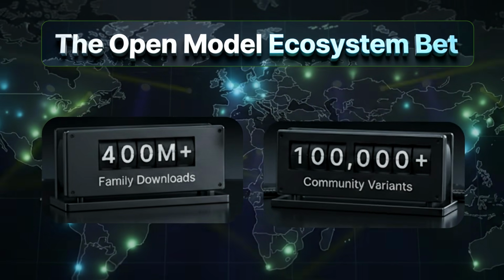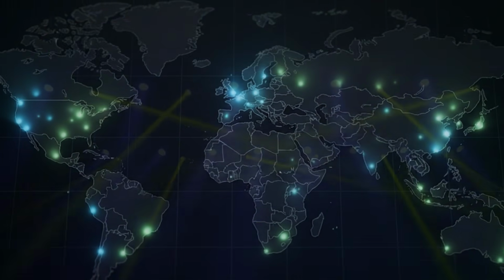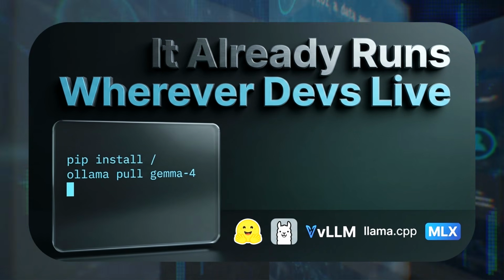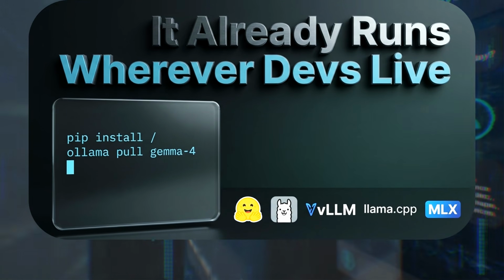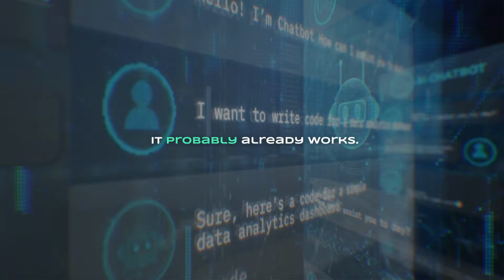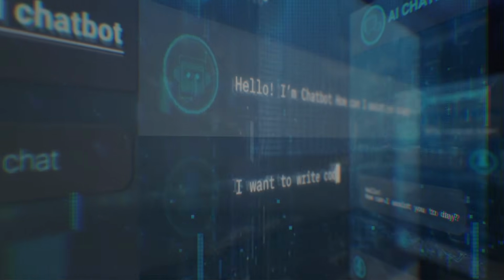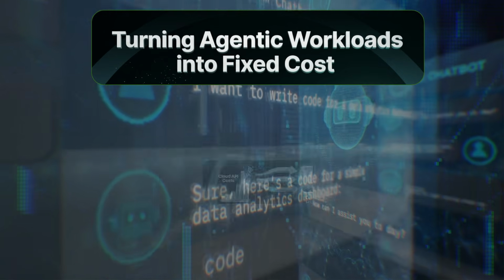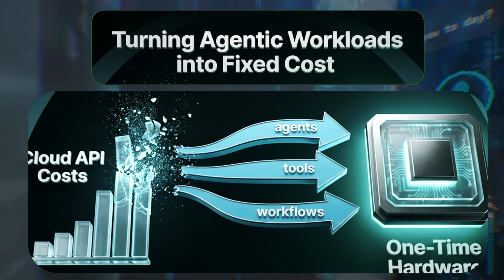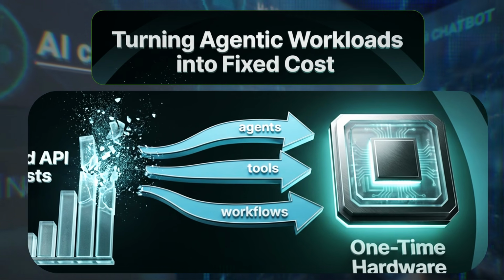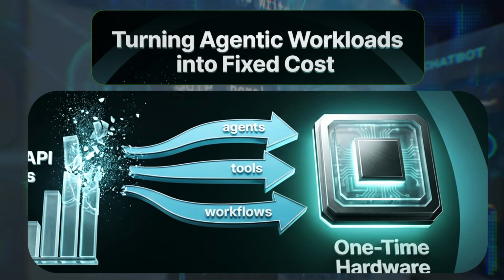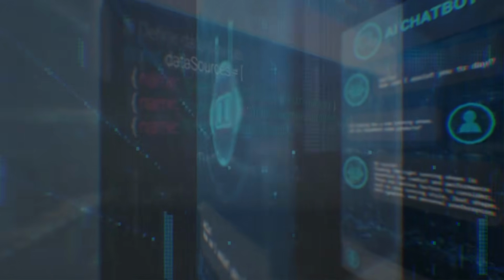Day 1 support for Gemma 4 landed simultaneously on Hugging Face, Ollama, vLLM, Llama.cpp, MLX, NVIDIA NIM, LM Studio, and Unsloth, which means if you have a preferred local inference setup, it probably already works. For developers, what Gemma 4 changes is the cost equation for agentic workflows. Running a multi-step reasoning agent on a closed model costs money. Every single inference call is an API bill you can't escape. Gemma 4 running locally is a fixed cost, your hardware.